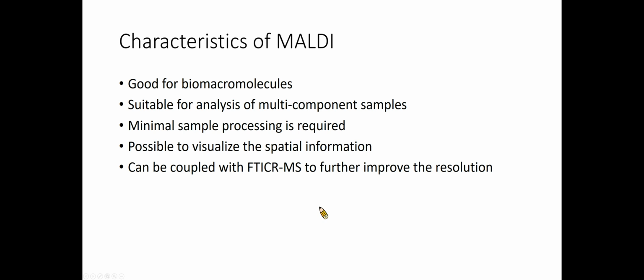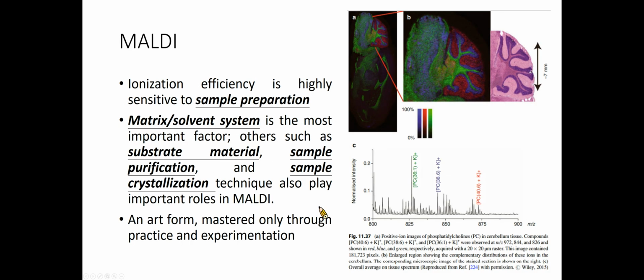The requirements for sample processing are not strict, and even untreated samples can be directly analyzed. MALDI can be coupled to Fourier transform ion cyclotron resonance (FTICR) mass spectrometry, and its resolution is further improved. To sum up, the ionization efficiency of MALDI is highly sensitive to sample preparation, where matrix, solvent system, substrate material, sample purification, and sample crystallization can all play important roles in MALDI.